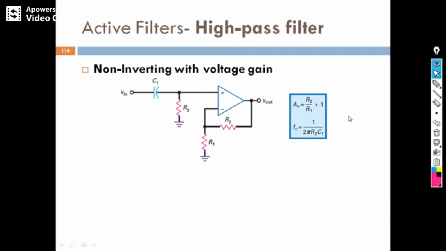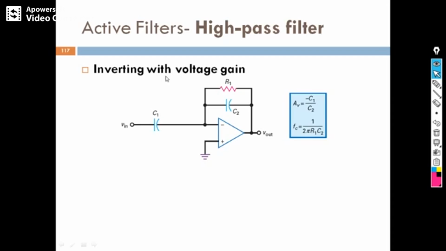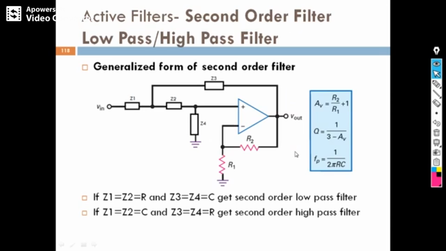Non-inverting with voltage gain for high pass filter. These are the diagrams for inverting with voltage gain for a high pass filter. So now the last one in this category is the second order high pass filter.